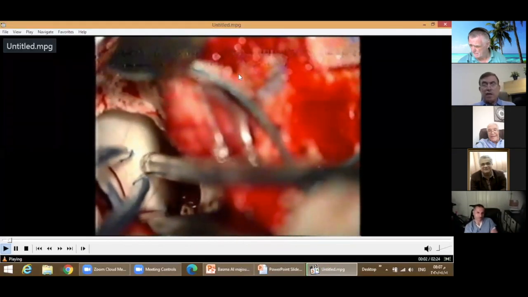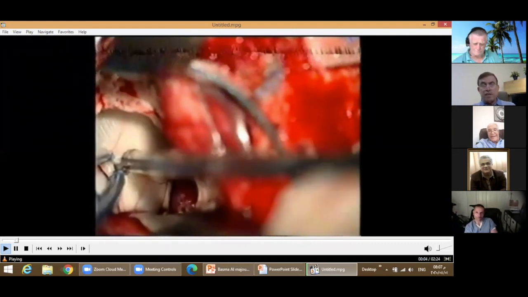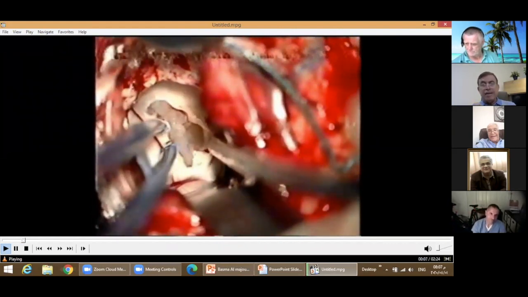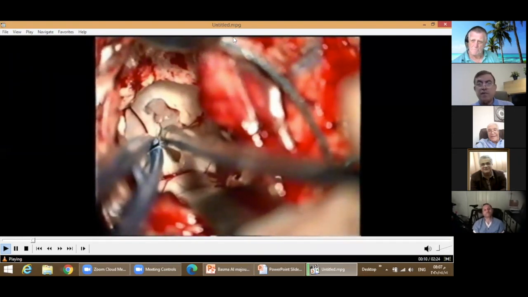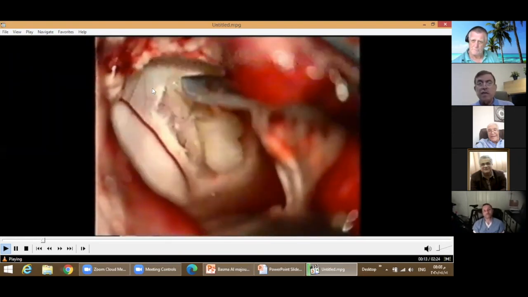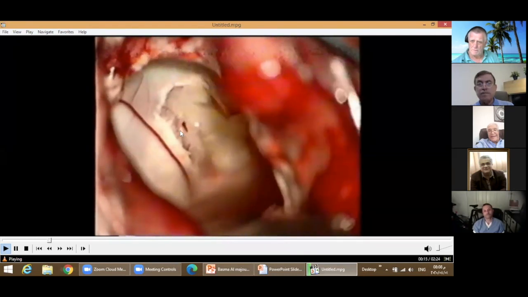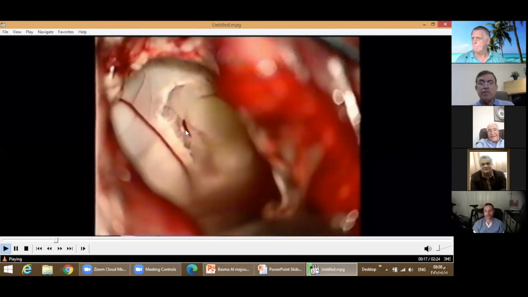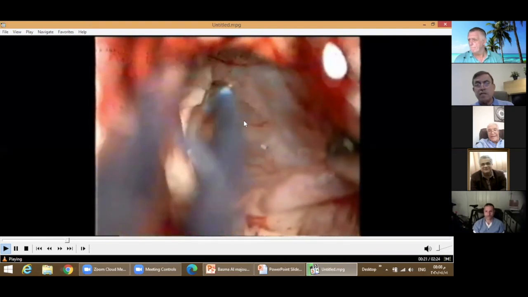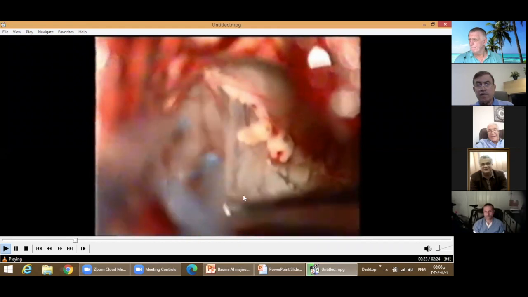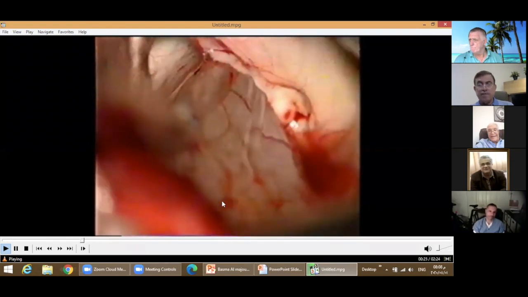Here, I mentioned during the presentation that this was a case where the cyst was in between the leaves of the septum lucidum. So it was not at the foramen of Monro. The foramen of Monro is here. I went backwards and opened one of the leaflets of the septum lucidum and dissected here off the leaflets and off the internal cerebral vein.